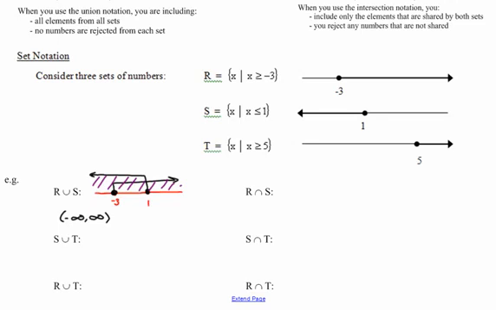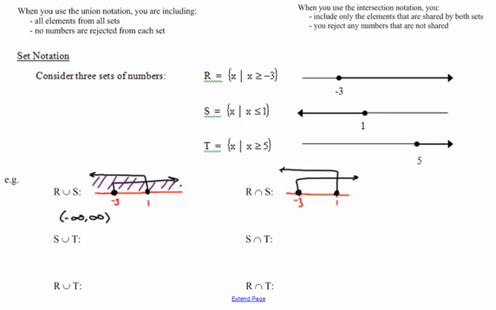Okay. So let's look at the same idea, but now intersection. If we look at the same idea, R and S, how I always remember it: intersection looks like an "and", versus union looks like a U. So intersection, again we had R and S. R was greater than or equal to -3, and S was less than or equal to 1.